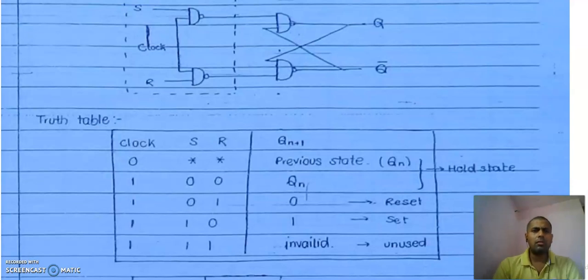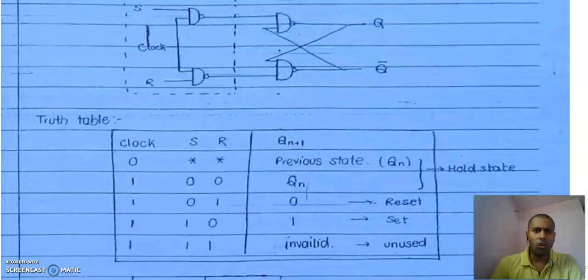Now here we are using the 2 inputs S and R, and also we are using the clock. So what will happen if clock is equal to 0? If our bike has petrol and everything, but we don't have the clock or key, then can it be started? No, it cannot be started. Similarly here, if we apply clock equal to 0, and here we have given S equal to star or R equal to star, that means don't care.